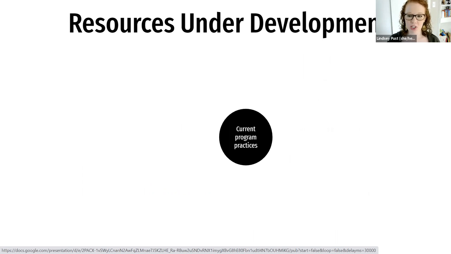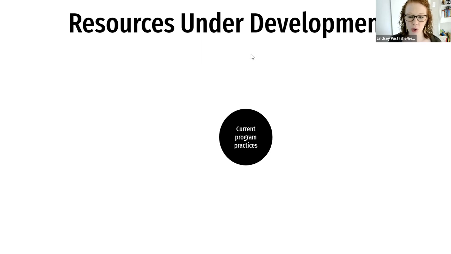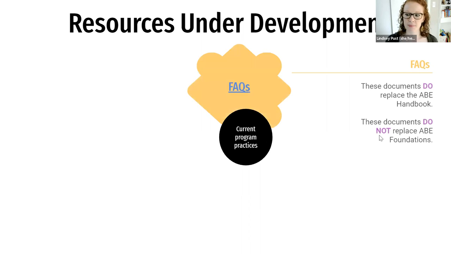This is what's happening. So, resources under development. You will see on the screen a circle with current program practices there, because that really is the core. As you put in the chat already, there's so many things already happening. So we don't need to do a complete overhaul. It's more, what can we do to, again, create that cohesion and that support? So things coming around what you are already doing. We are developing FAQs. So I'm going to show you what these are.